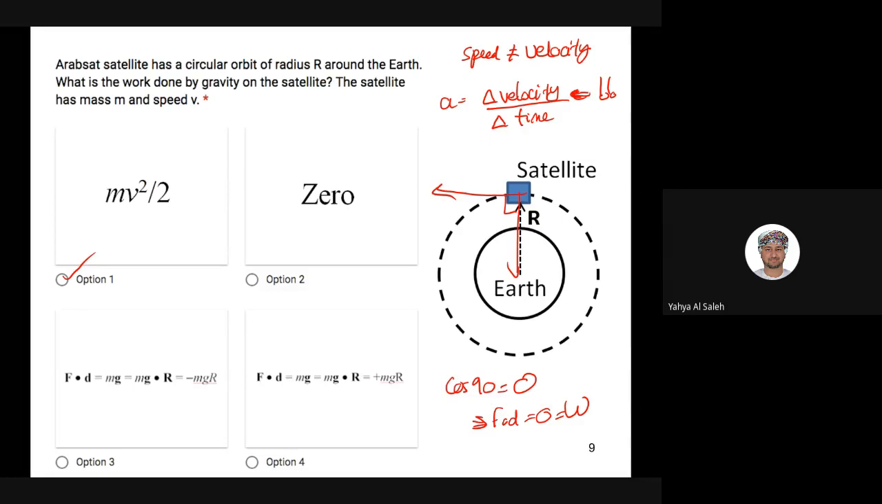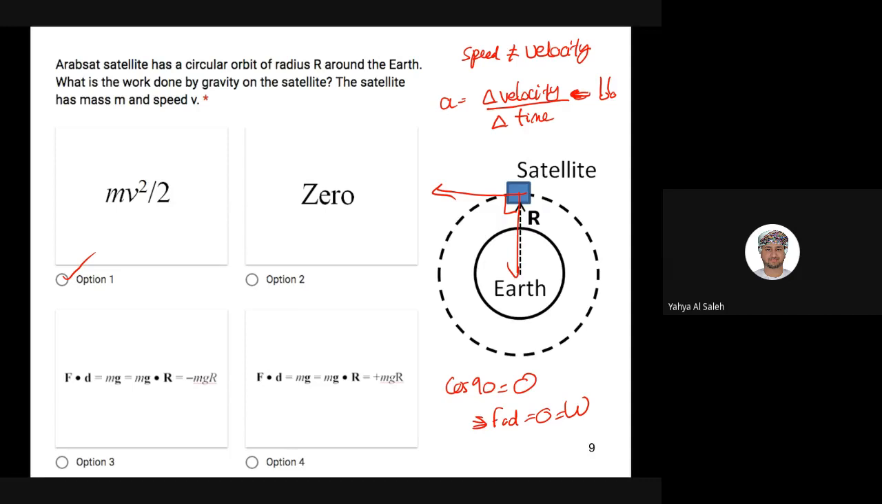The satellite has some mass m and some speed v. Now, most commonly, when we think about this, we say the work done by gravity is 0, because there is nothing that pulls it out there, and the thing is not falling inside to Earth, which means that 0 work is being done on it. Right?